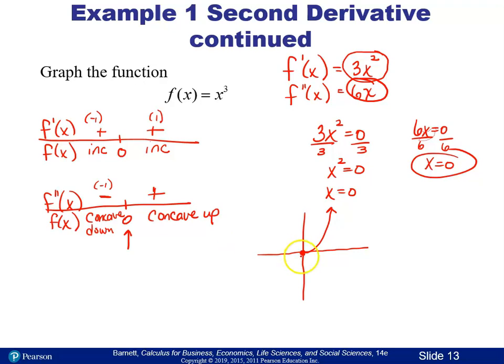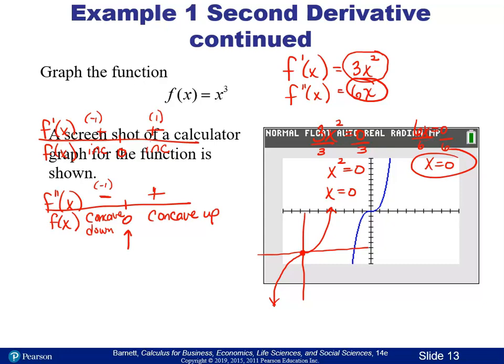The left side of our graph, or the negative part of our graph, it's still increasing, but this one's concave down. So it's going to look something like this. Okay, so we've got increasing concave down, increasing concave up. Okay, and it's kind of hard to see, but you can see the calculator graph here, and it looks like what we came up with as far as the key characteristics.